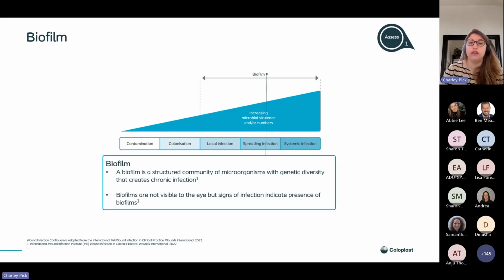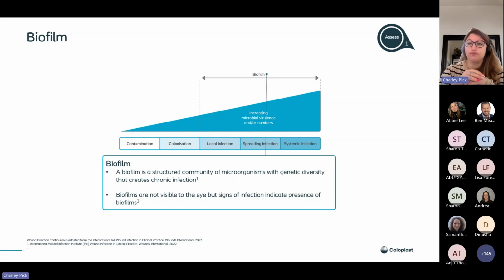Now, your biofilm tends to sit between local infection and systemic infection, and it's a structured community of microorganisms or bacteria with a genetic diversity that creates chronic infection. Now, the easiest way to describe biofilms is an army, and this army have got shields or umbrellas, whichever way you want to think about them, that they can hold up. So they're an army, there's lots of them together, and then they have their shields that gives them that extra protection. They're not visible to the eye, but signs of infection indicate presence of biofilms.